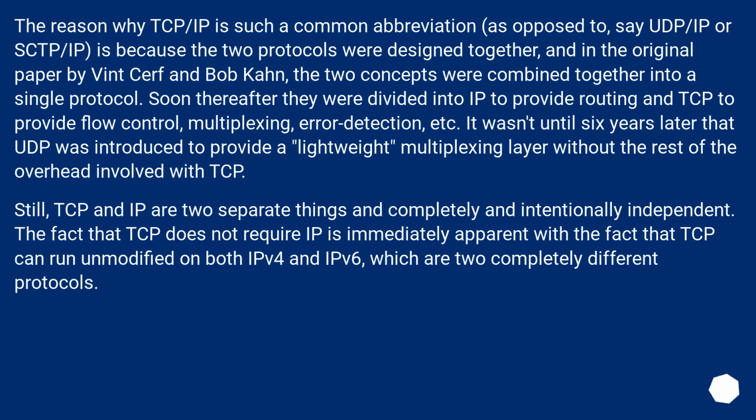The reason why TCP/IP is such a common abbreviation, as opposed to, say, UDP/IP or SCTP/IP, is because the two protocols were designed together, and in the original paper by Vint Cerf and Bob Kahn, the two concepts were combined together into a single protocol. Soon thereafter they were divided into IP to provide routing and TCP to provide flow control, multiplexing, error detection, etc. It wasn't until 6 years later that UDP was introduced to provide a lightweight multiplexing layer without the rest of the overhead involved with TCP.